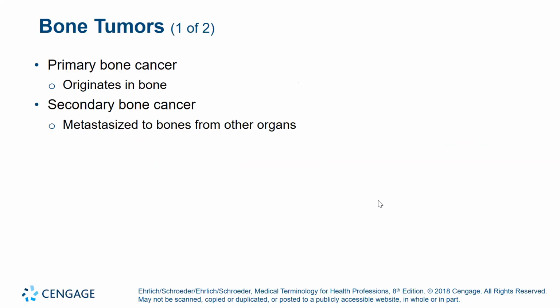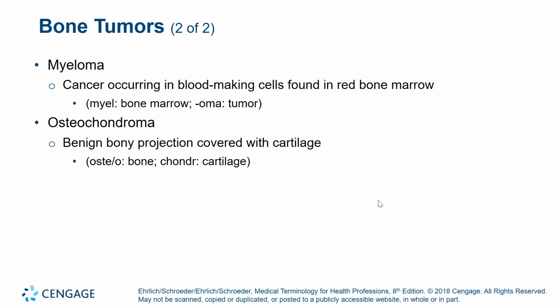Primary bone cancer. So primary bone cancer originates in the bone. The secondary bone cancer metastasized to bones from other organs. That is the difference between the primary bone and the secondary bone. Myeloma. Myelo is bone marrow, oma is tumor, so it's a tumor of the bone marrow. Osteochondroma. Osteo is bone, chondro is cartilage. So it's a benign bony projection covered with cartilage. Osteochondroma.